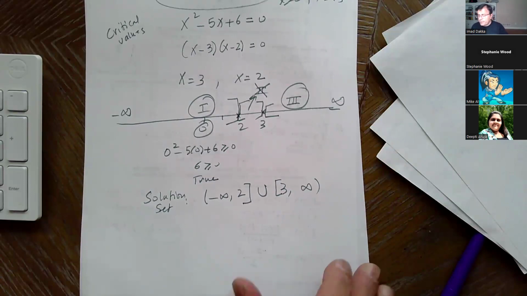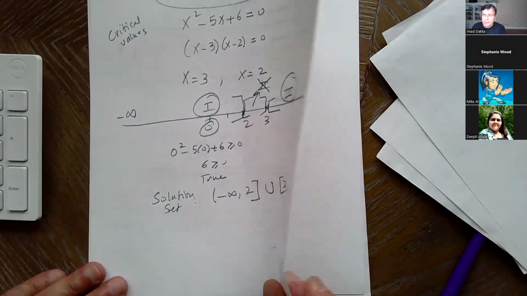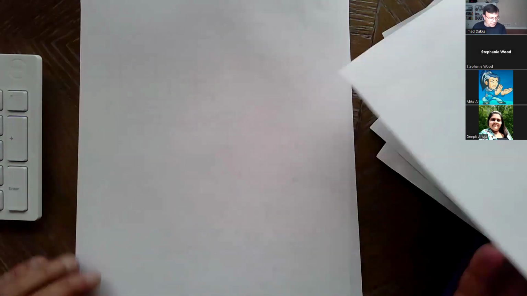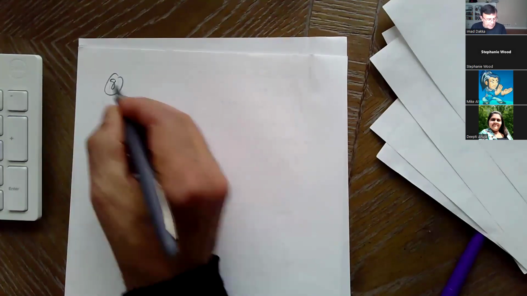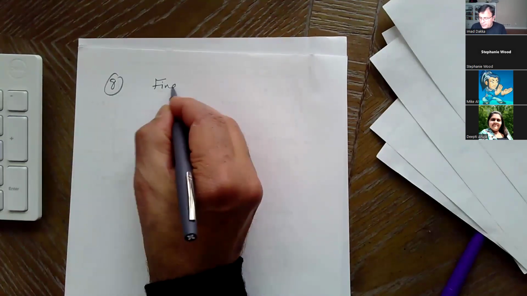Okay, next I want to review a 3 by 3 determinant with you. So number 8, how do we find the determinant?